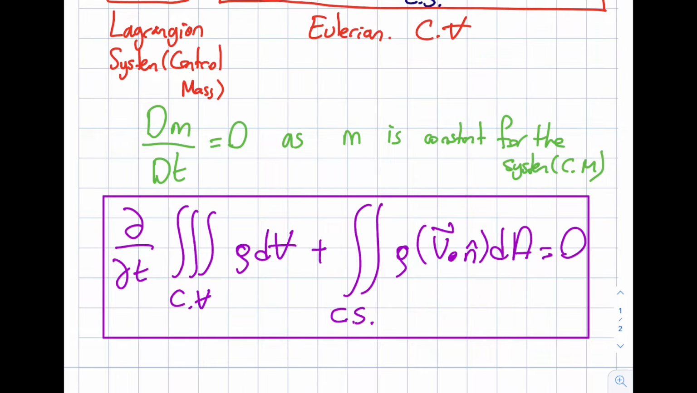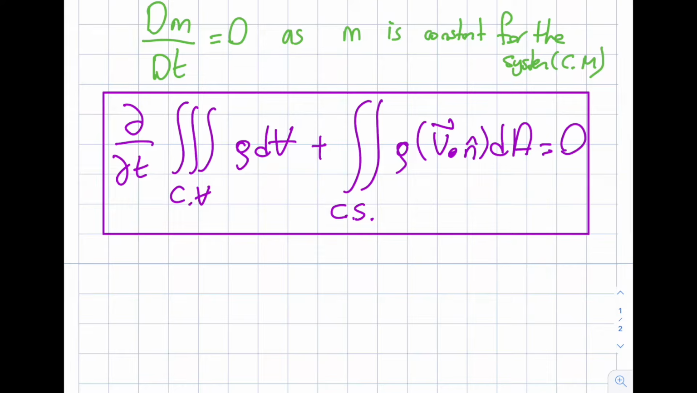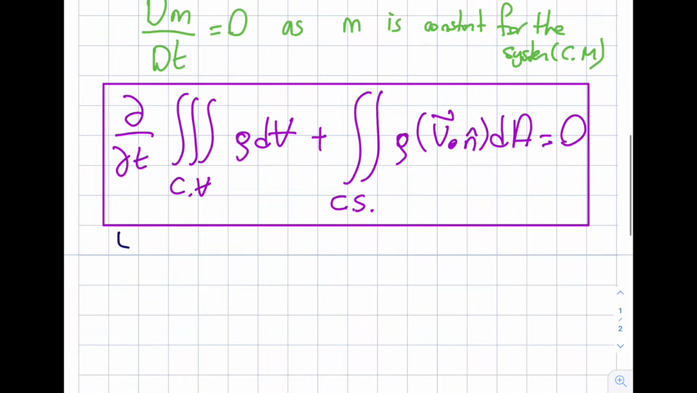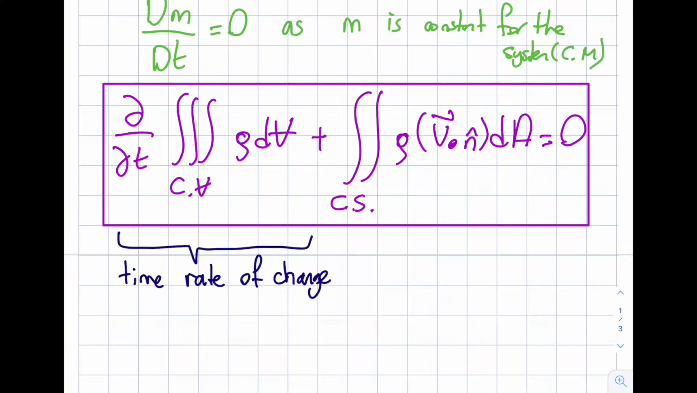Now I can go ahead and celebrate this. We have special names for these terms. Let's look at the very first term. What is rho times volume? That's mass. This is how the mass changes over time for my control volume. It's fairly self-explanatory: the time rate of change of mass for the CV.